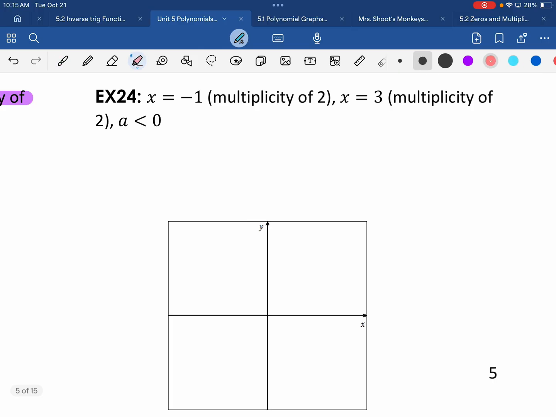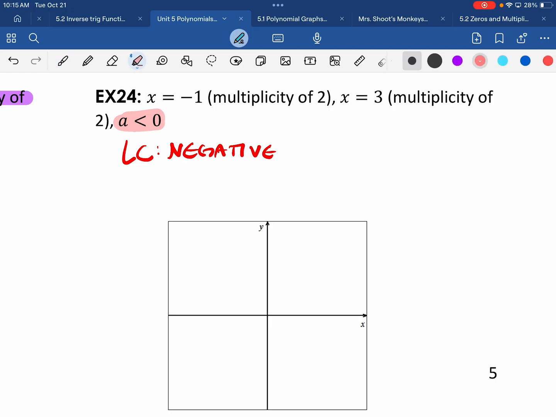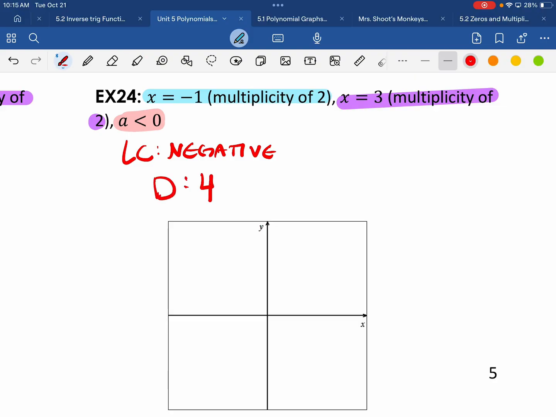All right, same thing over here. The a less than 0 just tells me about my leading coefficient. So my leading coefficient is negative. And then it gives me information about my zeros. So I have one at -1 with a multiplicity of 2 and x equals 3 with a multiplicity of 2. So what would my degree be? 4. And so let's plot my zeros. I've got one at -1 and one guy at 3.